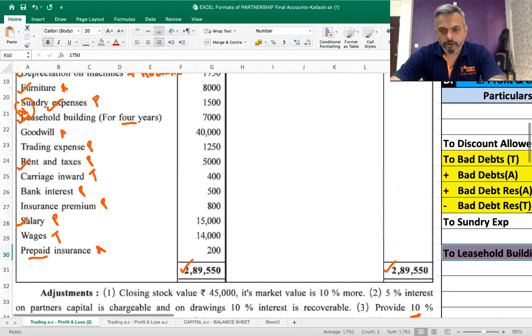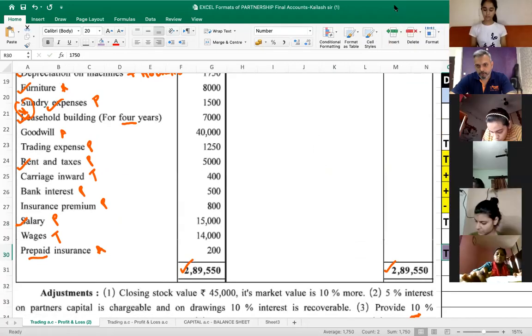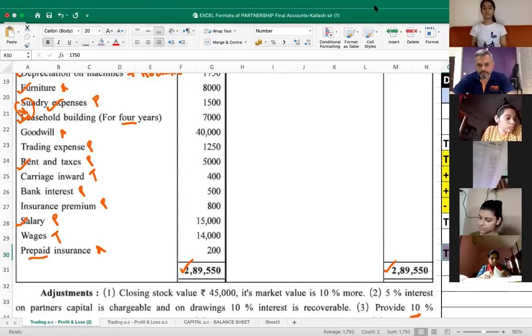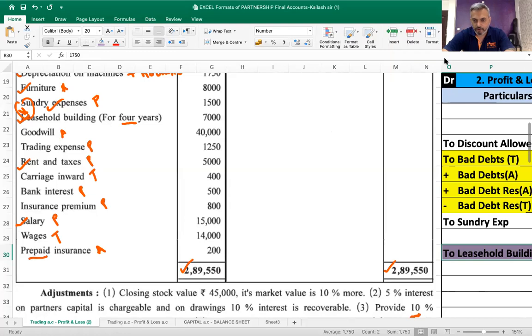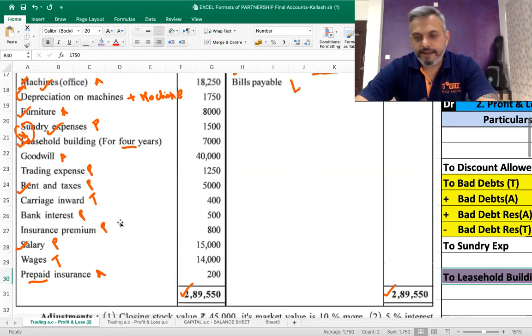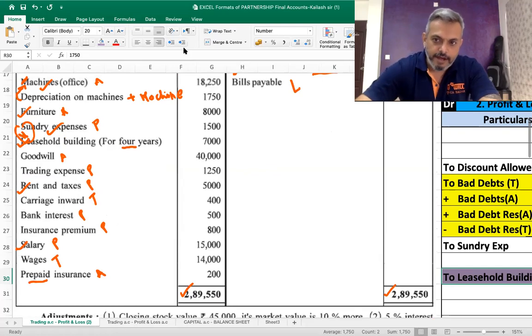If anyone has any doubt, raise your hand, okay? Because I'm not able to see all of you in one screen. So if you have any doubt, then please raise hand and get it solved at that time itself. Okay. So leasehold building, hidden adjustment, please don't forget now.